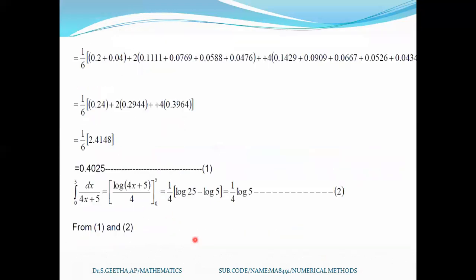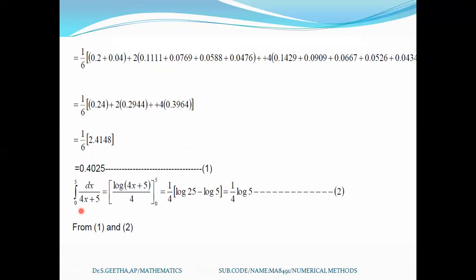We have replaced all the values of y, which is equal to 1 by 6 into 0.24 plus 2 times 0.2944 plus 4 times 0.3964, which is equal to 1 by 6 into 2.4148, which is equal to 0.4025. Now we find the value of this integral using the direct integration method, to find the log 5.